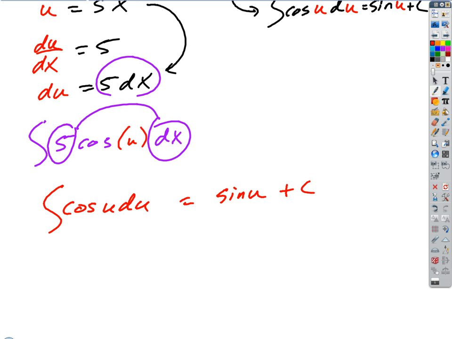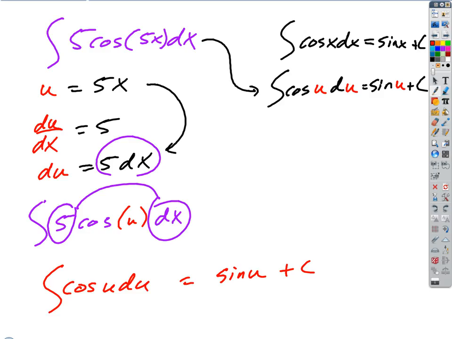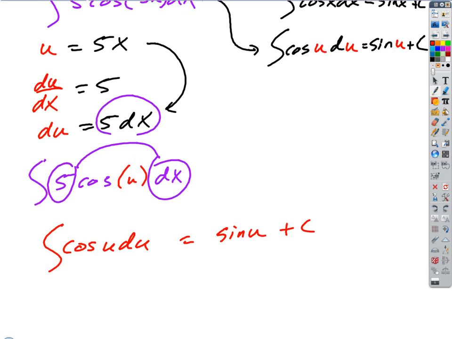Sine u plus c. But really what we wanted to find was the answer to this integral, which is written in terms of x. So now what do we have to do? Change it back. Yeah, reverse the substitution. Right? And so we end up with the answer sine 5x plus c.